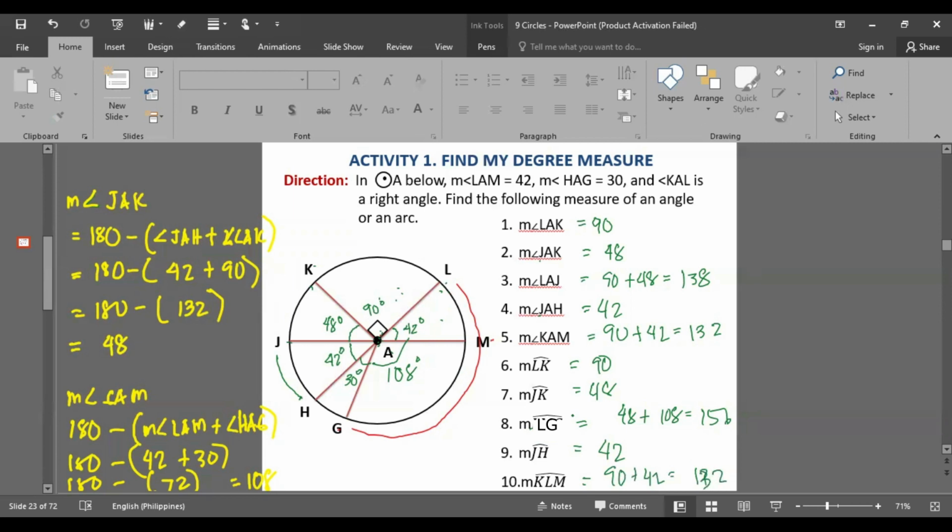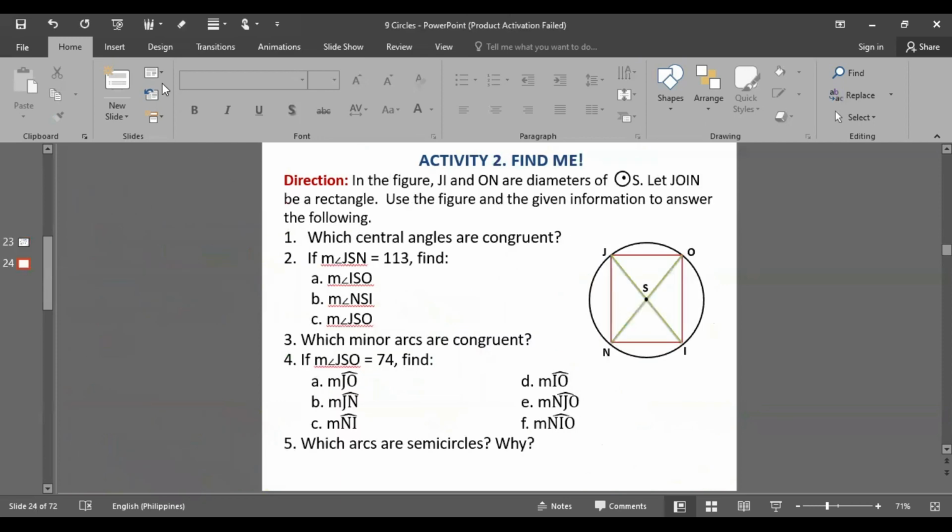So that's it for activity number 1. Let's have activity number 2. In the figure, JI and ON are diameters. Okay? Let JOIN be a rectangle. So use the figure and the given information to answer the following.